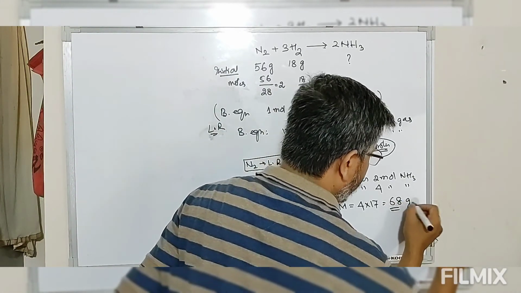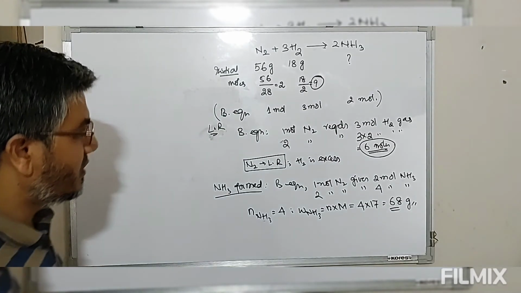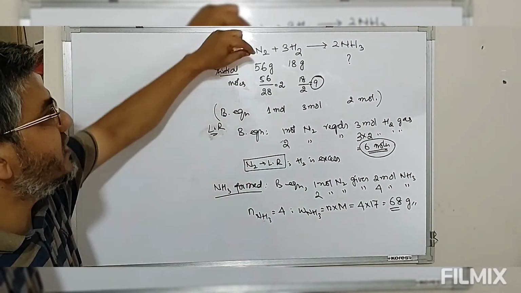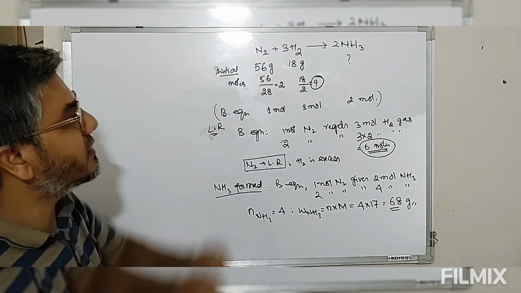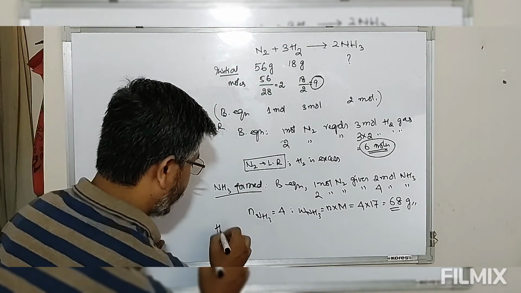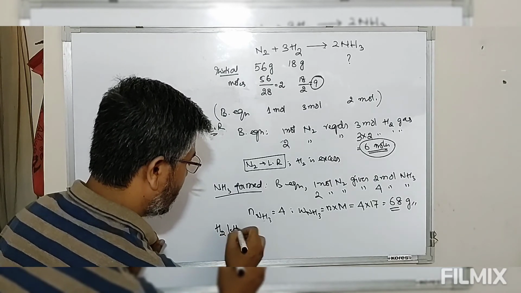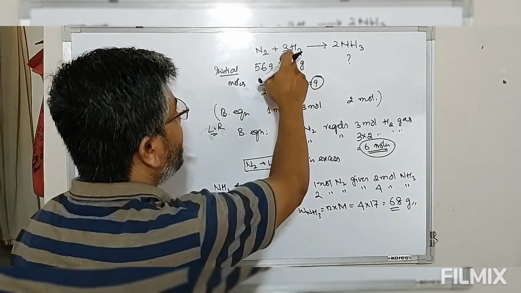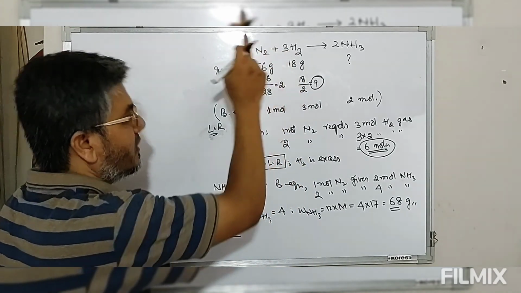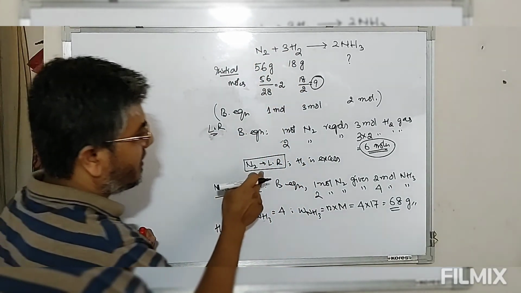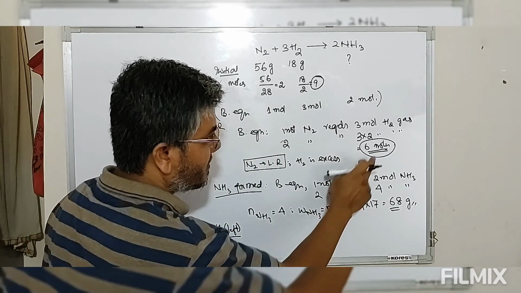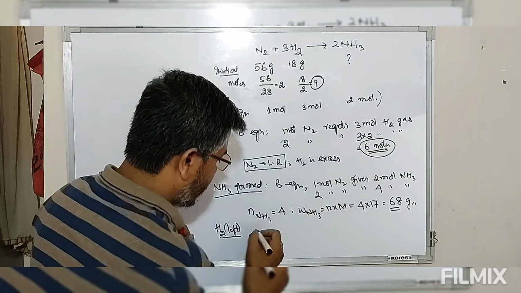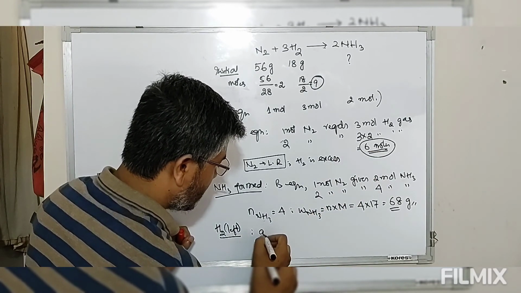So 68 gram of ammonia will be formed, or 4 moles of ammonia will be formed if we combine 56 gram of nitrogen with 18 gram of hydrogen. So now let's find the hydrogen left unreacted. So again look at this. In the balanced reaction, we have just defined the hydrogen requirement was 6 moles for these 2 moles of nitrogen. So hydrogen left is initial minus requirement.